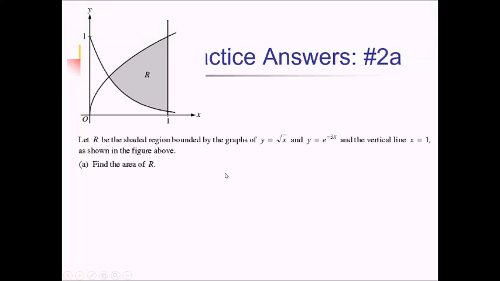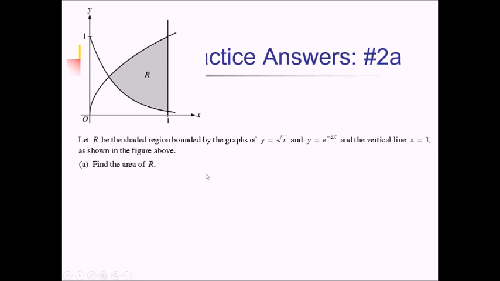For this calculator-based pre-response problem, I've got these two functions, radical x and e to the negative 3x. They didn't label it on the graph, but radical x is this function that's going up, and my decaying exponential function, that's the one that's going down. And then we have this R-shaded region between those functions and the line x equals 1, that vertical line. So based on this setup, we want to find the area of R for our first task.